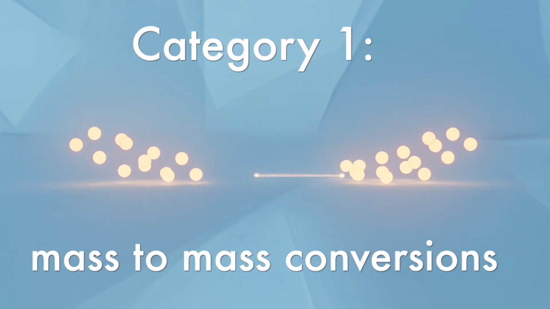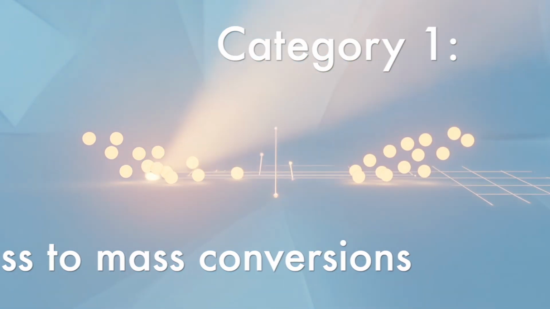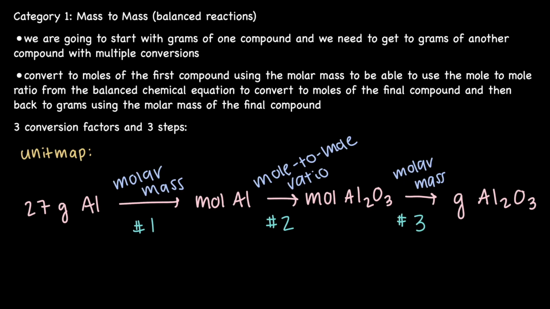The first category will be mass to mass conversions. This means that we are going to start with grams of one compound, and we need to eventually get to grams of another compound with multiple conversions. The trick here is to convert to moles of the first compound using the molar mass.